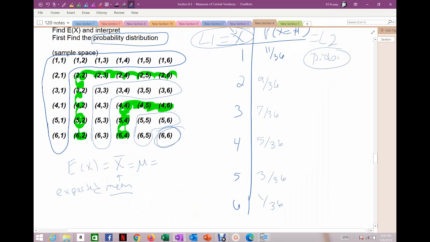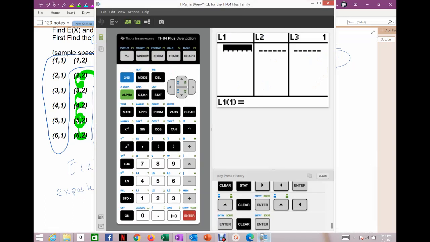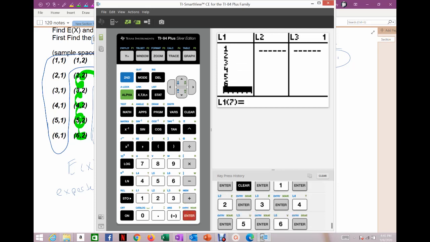Right? Probability is a frequency. It's the frequency based on your chance of happening. Right? So if you have a 20% chance of happening, well, the frequency is 20% of the time. So it goes into list 2. So list 2 should be your probabilities. All right. So list 1 is your x values, which are 1 through 6. 1, 2, 3, 4, 5, 6.